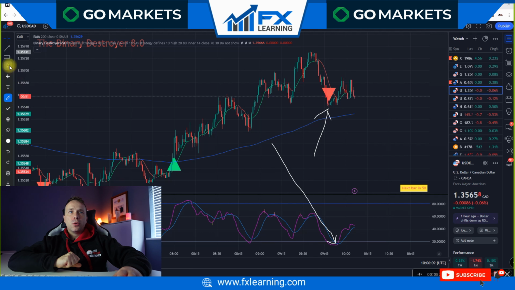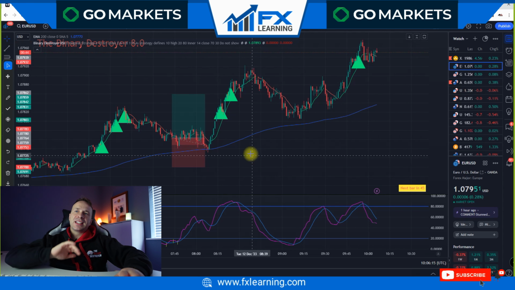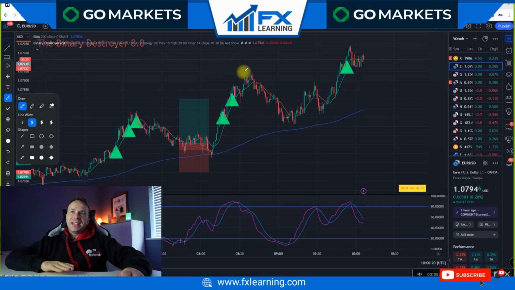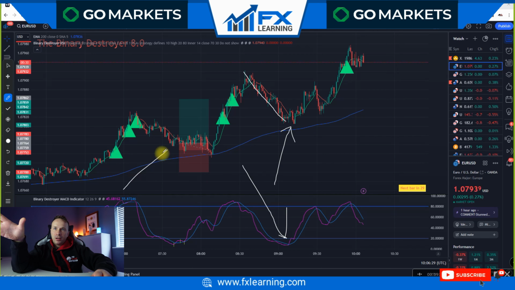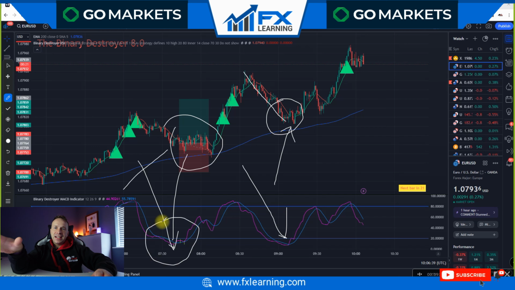To give you an example of what I mean, let's just find an example. Okay, here we go. Here's a good example. So you see here, on Euro USD, how the MACD has gone overbought here. This here for me is the second pullback because the first one is here. Look at the MACD just there. That is the first one here. So this is the first pullback. This is the second pullback because the MACD has gone oversold here and here.